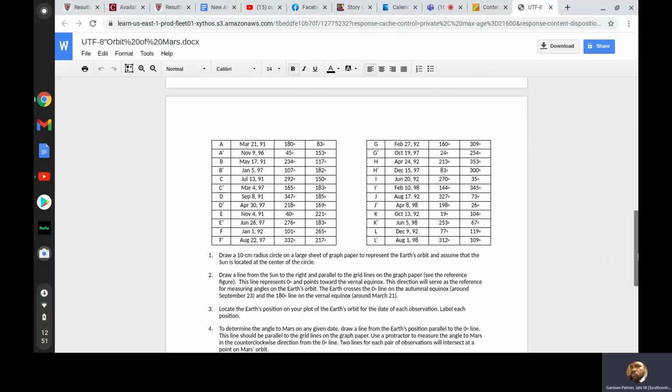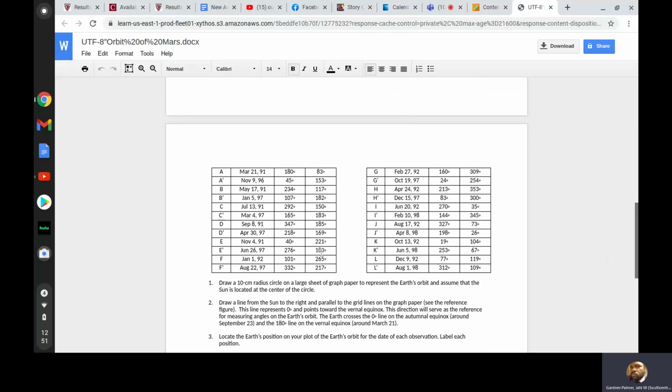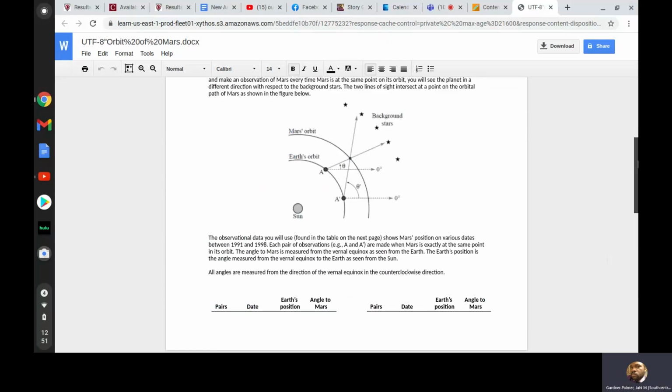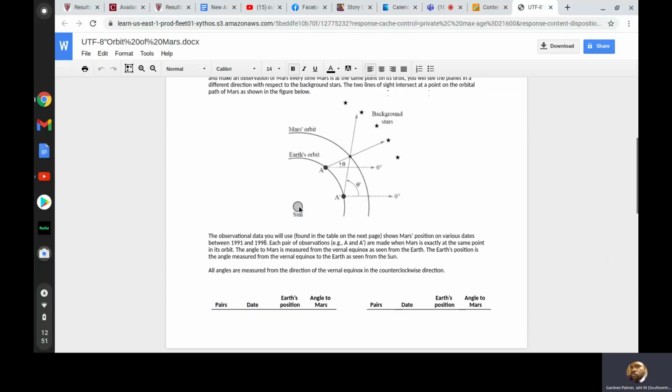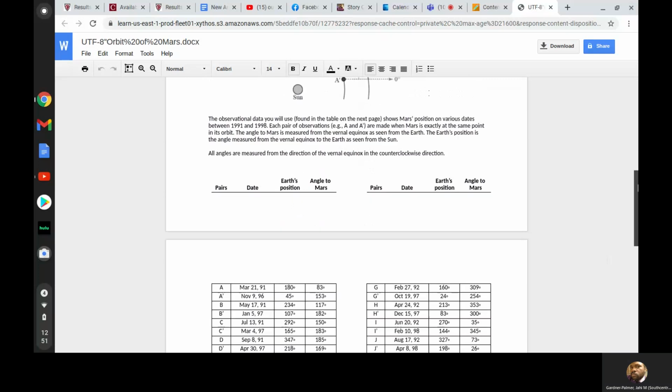Now, you might be wondering, Mr. Palmer, it says 180 degrees as Earth's position. How do I know where that 180 degrees is? Well, the way you actually do that is here's the sun. You're just going to draw a straight line directly to the right. That's going to count as 0. And so 180 degrees would be 180 degrees measured from there.